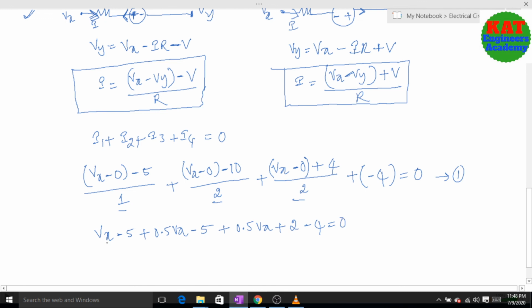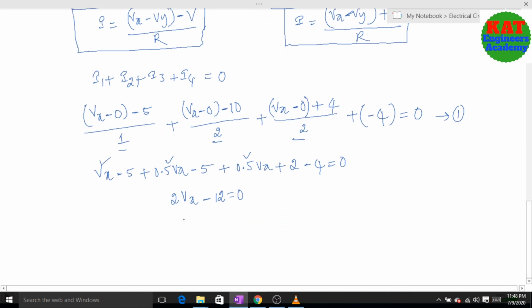Now in the simplification we are having Vx, 0.5 Vx, 0.5 Vx. So total we are having three Vx terms. So Vx plus 0.5 plus 0.5, finally we get 2 Vx. Next minus 5, minus 5, minus 10, minus 4, plus 2, so you will get minus 12 equal to 0. So the simplification is very very important. You have to do it very clearly and carefully, otherwise you will get the wrong answer. So Vx equals 12 by 2, so 6 volts. So finally the node voltage is over. Finally we determined the node voltage.